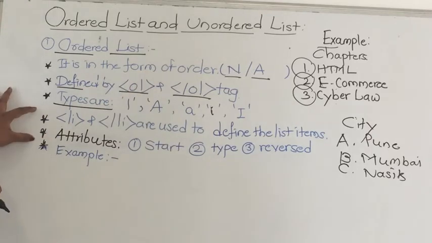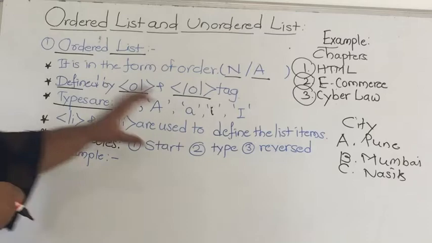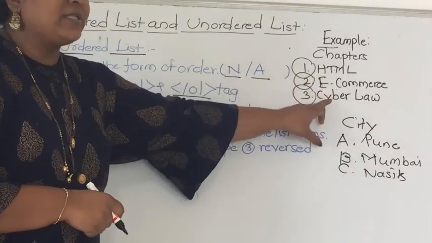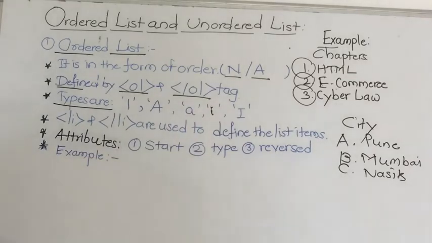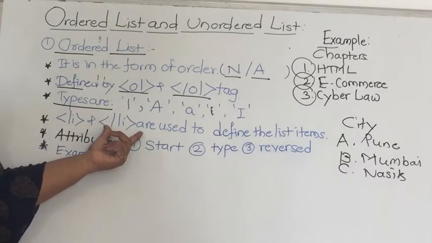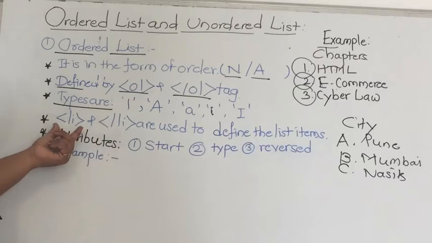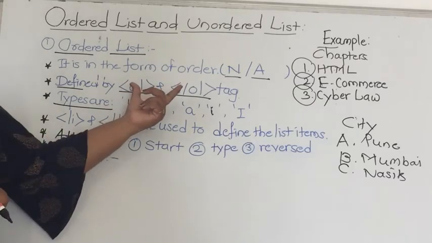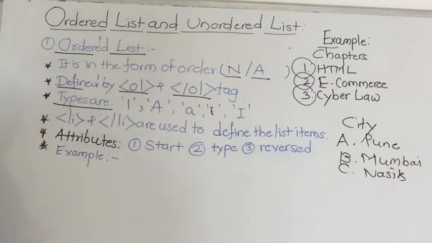Now to write the list items, here Pune, Mumbai, Nashik, or we can say HTML, e-commerce and cyber law, these are known as the list items. The list items are defined by the tag li and /li. So to define the list items, we use li and /li, which is enclosed within OL and /OL.